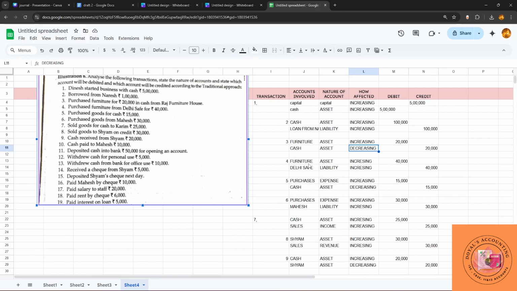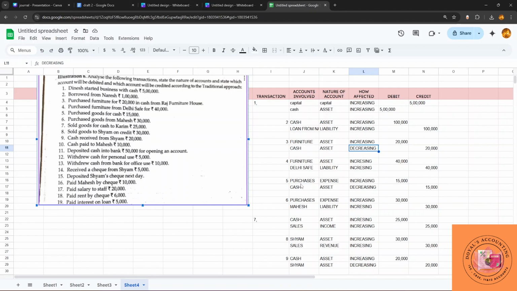Now here we have purchased furniture on credit from Delhi Safe. Furniture is coming in, real account rule, so we debit it. Now Delhi Safe will be a personal account because we are owing money to them. Personal account rule states debit the receiver, credit the giver. Delhi Safe is giving us furniture, so we will credit Delhi Safe 40,000.